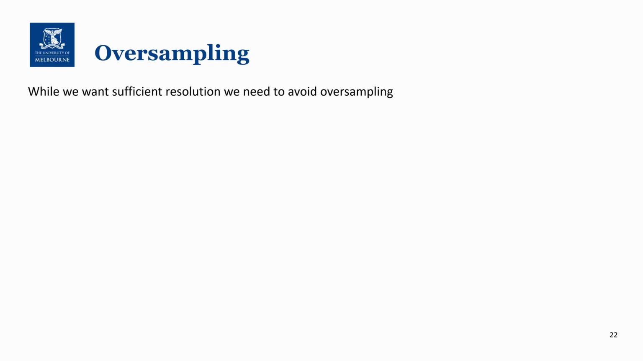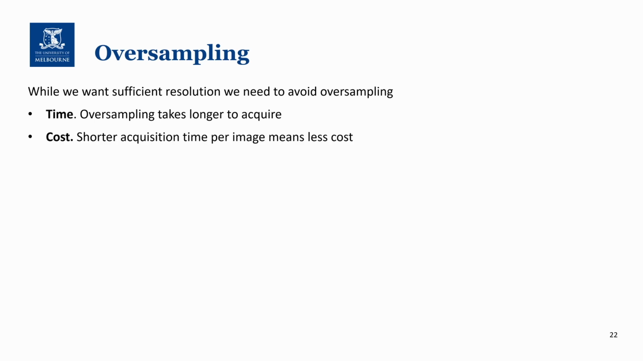While we always want to have sufficient resolution in our image, we also want to avoid oversampling. The major pitfalls of oversampling are time, as oversampling makes your imaging unnecessarily time-consuming. This might seem insignificant for a single image, but it can mean that a session that takes 2 hours could have been done in 30 minutes. Another factor to consider is the cost, as a shorter acquisition time will obviously mean your imaging costs less, or that you can do more imaging in the same amount of time.